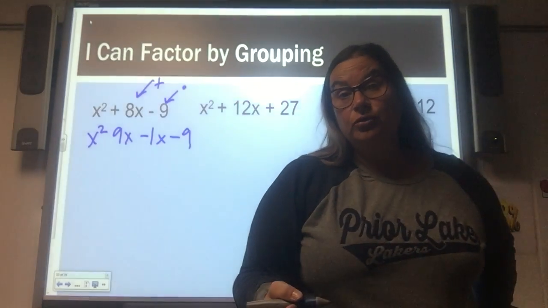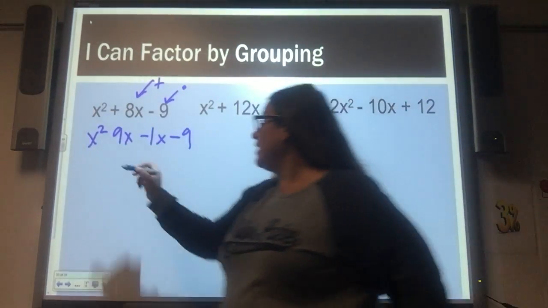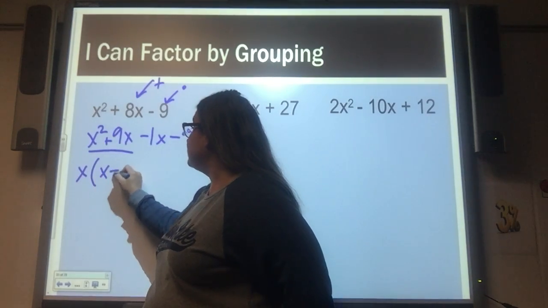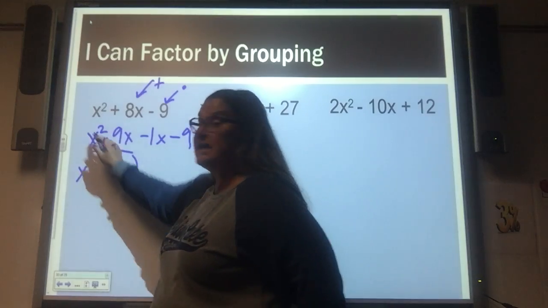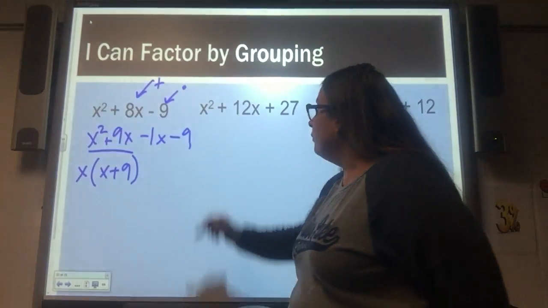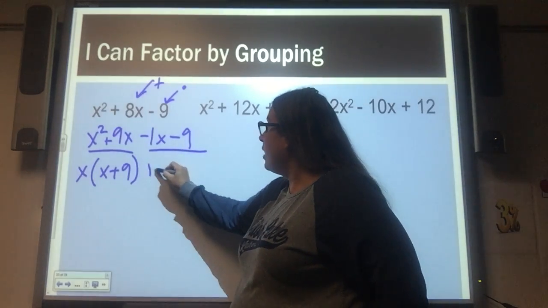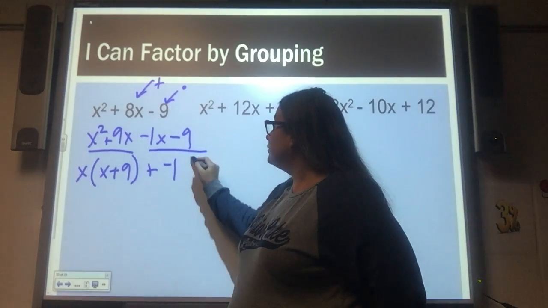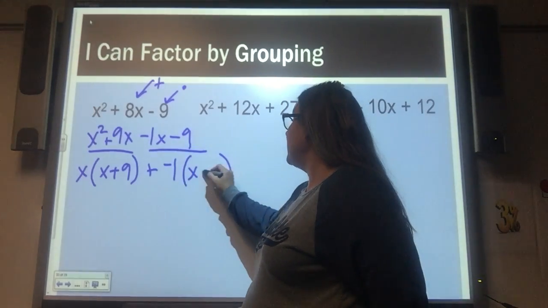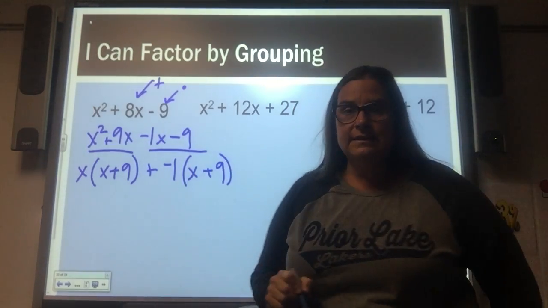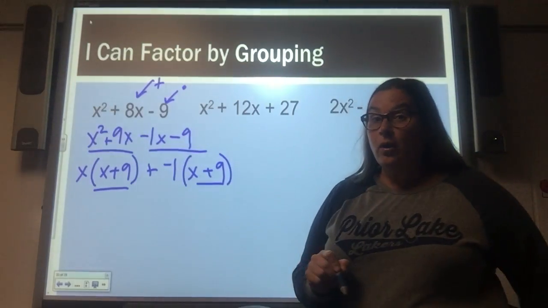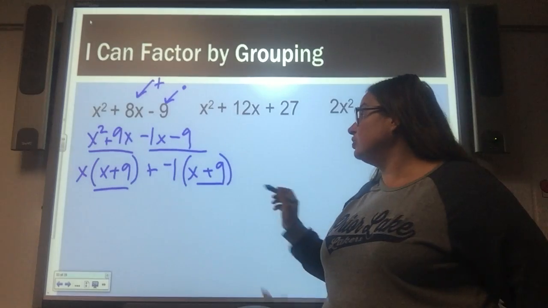And now what I can do is go through and factor these out. What do I have in common here? An x. So I have x plus 9, because x times x is x squared. X times 9 is 9x. With these, I see I have a -1 in common. So -1 times x is -1x. -1 times 9 is -9. And when I look at this, these two match. That's my goal. And if I did it correctly, those should match.